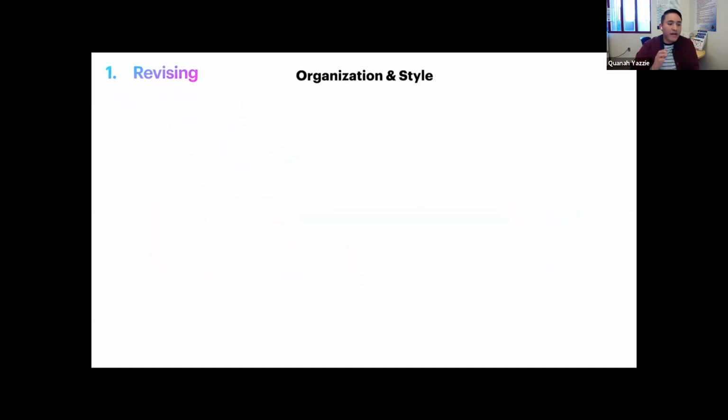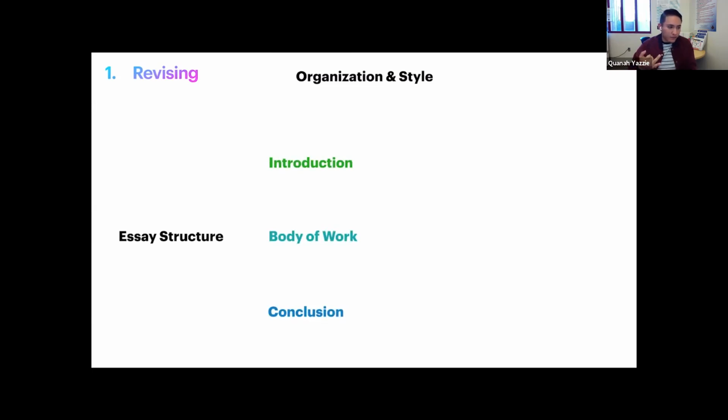When we focus on revising and editing, this is after we have our full draft of our paper, right? We've already written it out. A tip to start revising the organization is to look back at essay structures. There are different types of essay structures within writing, depending on what you're writing about. Here I'm going to show you an example of a basic five paragraph essay. Within a 5-paragraph essay or any type of essay, we always have to include an introduction, body of work, and conclusion.